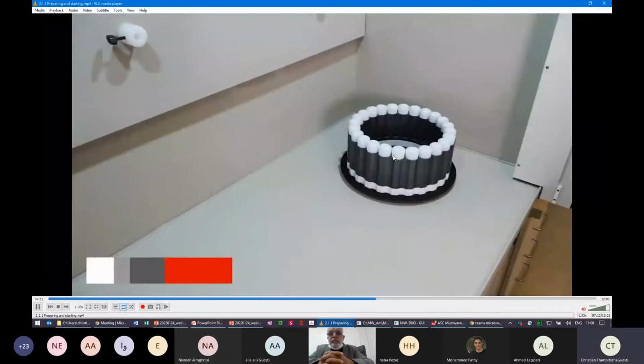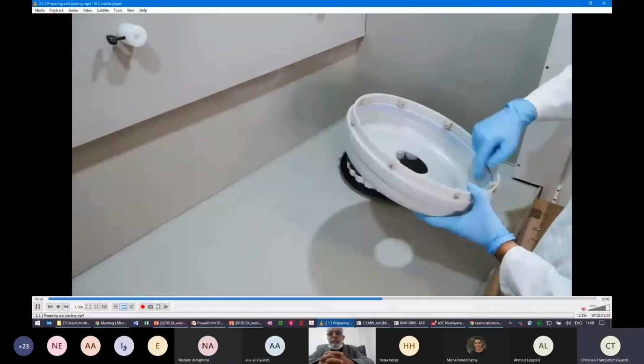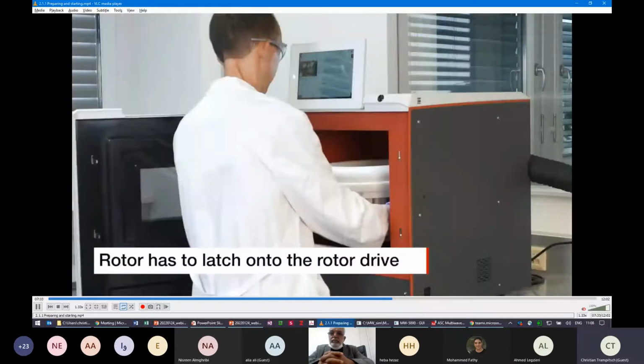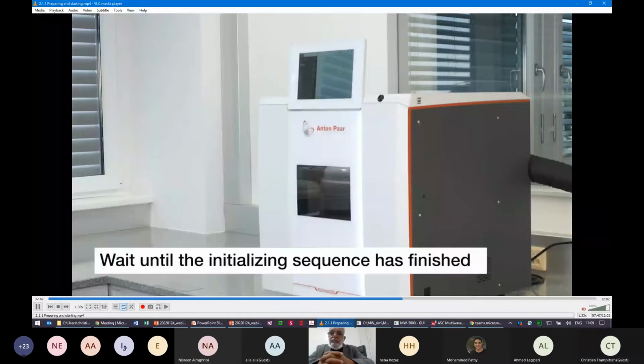Once the vessels are inside the rotor, you just put on the lid, which protects the cavity from too many vapors. This is the door opener, so you can open it very quickly. Insert the rotor, close the door, and tap start. Or as you've seen before, select the rotor and the vessel numbers, and then the instrument starts. That's it.